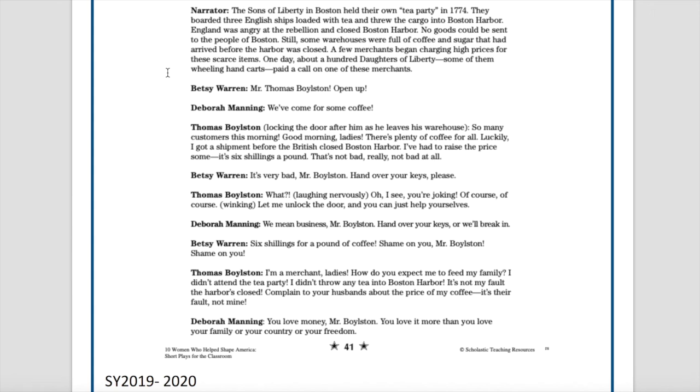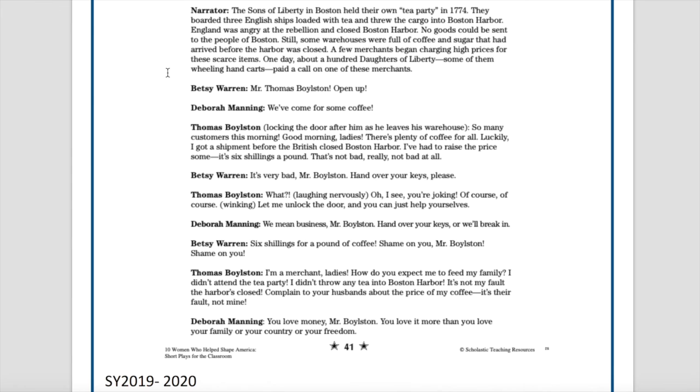Thomas Boylston. What? Laughing nervously. Oh, I see, you're joking. Of course, of course. Winking. Let me unlock the door and you can just help yourselves. Deborah Manning. We mean business, Mr. Boylston. Hand over your keys or we will break in. Betsy Warren. 6 shillings for a pound of coffee? Shame on you, Mr. Boylston. Shame on you.